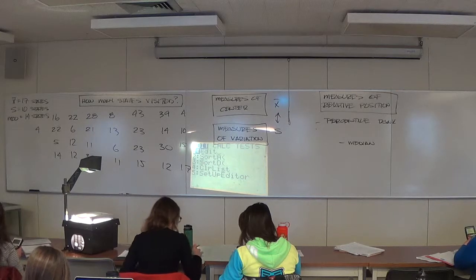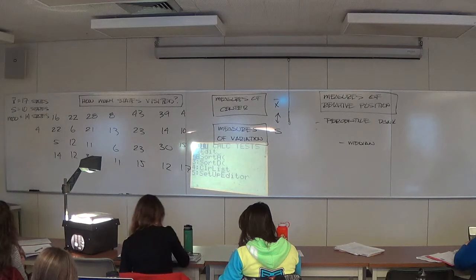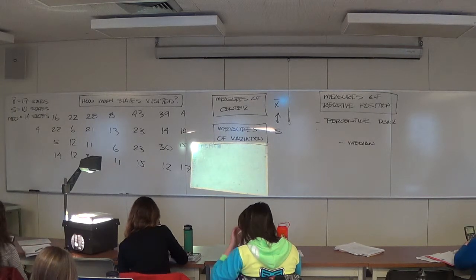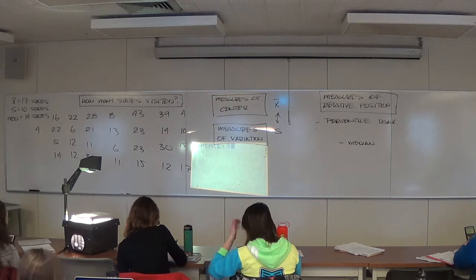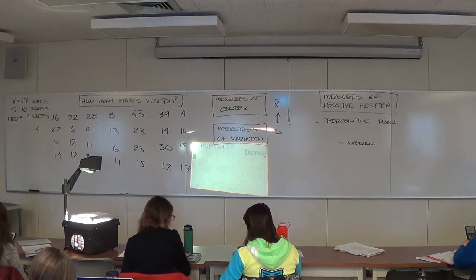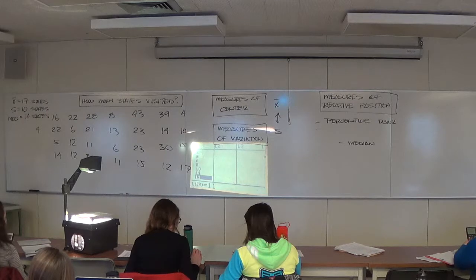Either sort A or sort D. It doesn't matter, but I think sort A probably makes the most sense. If you go to sort A, and then tell it which list to sort, in this case L1, and then press enter, it says done. Now when you go back and look at your list, they're all in order. And now it's easier to find your particular points.